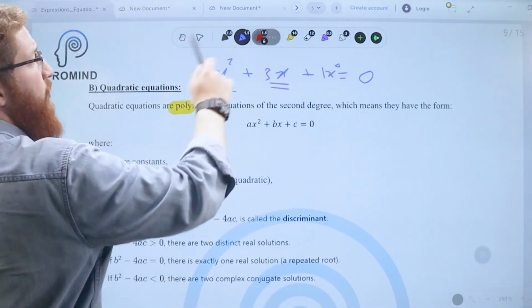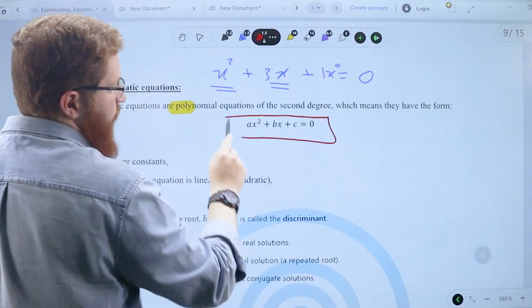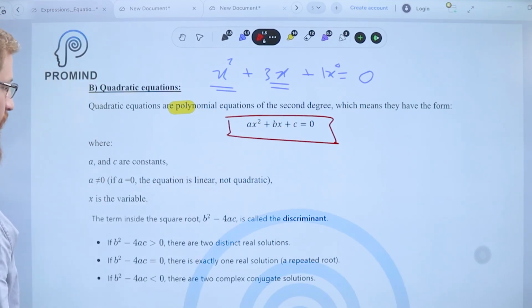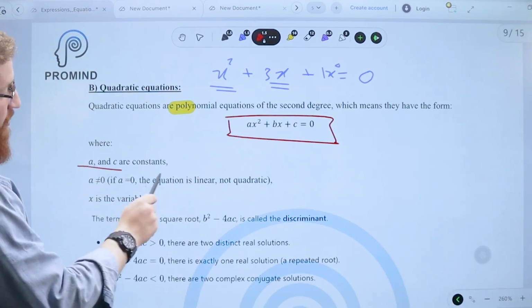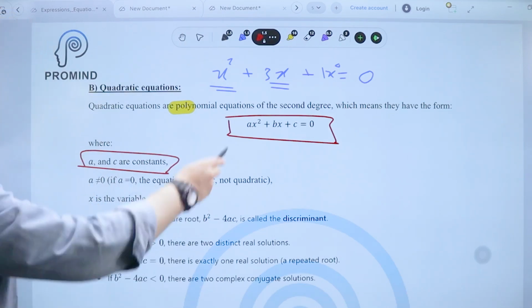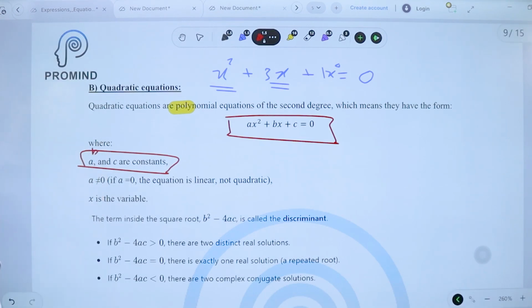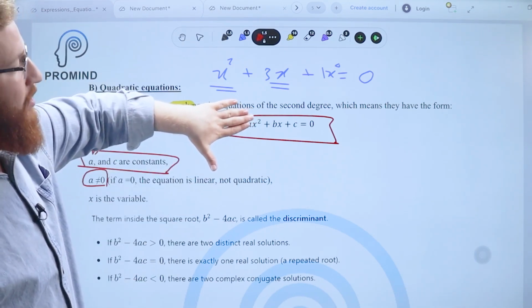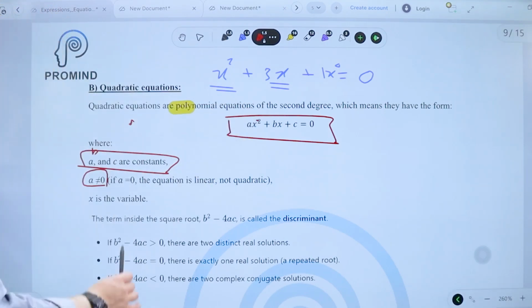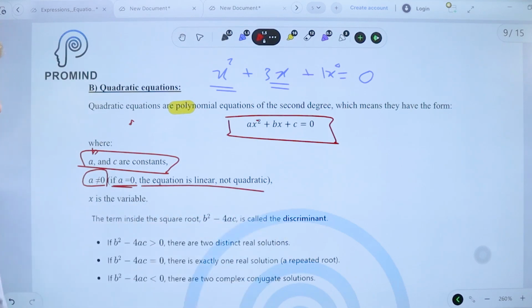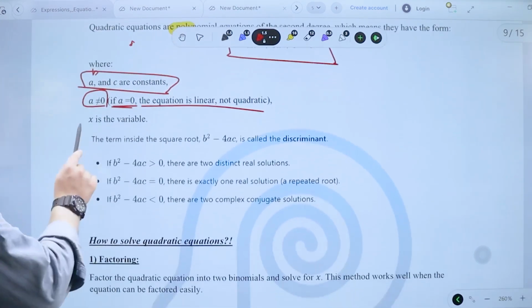So the general formula of the quadratic equation is this one: ax squared plus bx plus c equals 0, where a, b, and c are constants. A mustn't equal 0, because if a was 0, we would get back to a linear equation. Here, if a is 0, the equation is linear, not quadratic. x is the variable, of course.